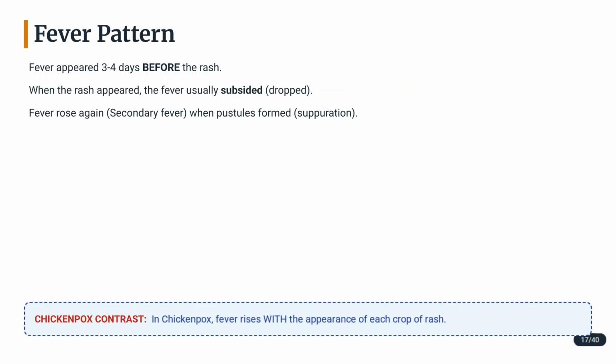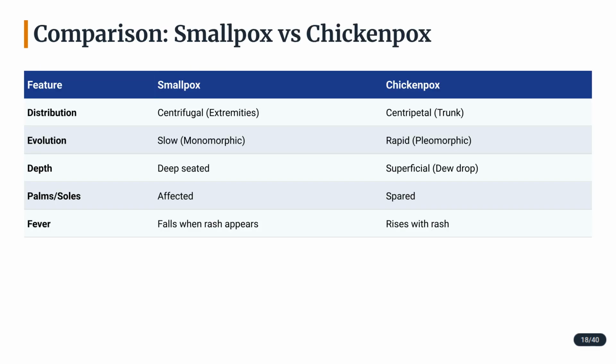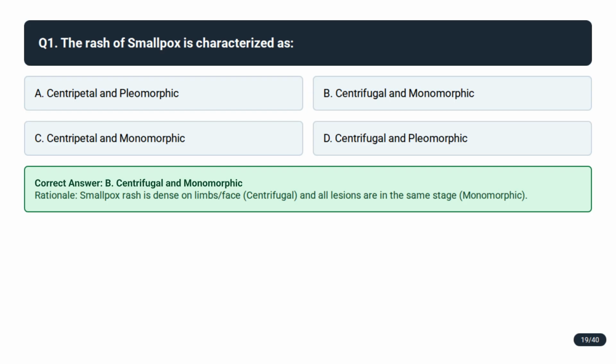This slide provides a detailed comparison between smallpox and chickenpox across various parameters like fever, distribution, and lesion characteristics. The correct answer to the question about rash characteristics is B, centrifugal and monomorphic. Complications included severe scarring, ocular issues like corneal ulcers leading to blindness, and respiratory problems such as pneumonia. Neurological and bone complications also occurred.